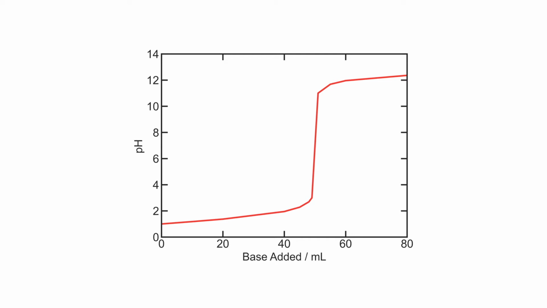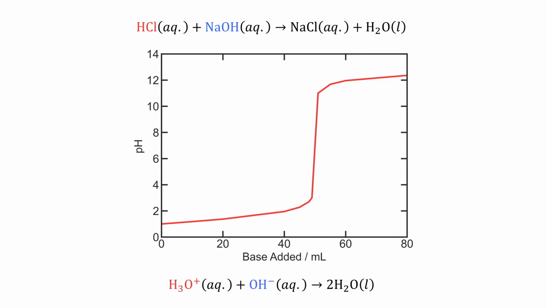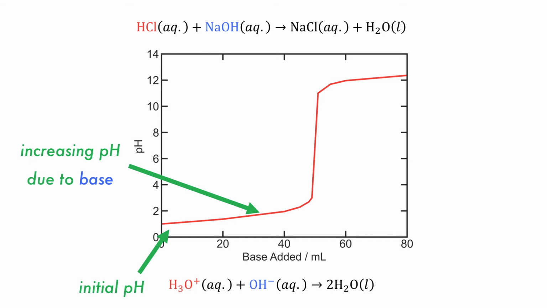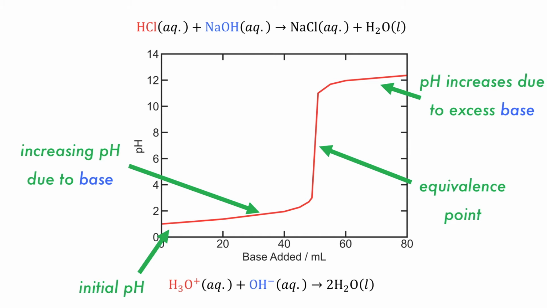A classic titration is that of a strong acid being titrated with a strong base, such as hydrochloric acid being titrated with sodium hydroxide, which has this overall equation. There are four main regions of this plot: the initial pH of the acidic solution, the increasing pH as base is added, the equivalence point, and the pH after the equivalence point.